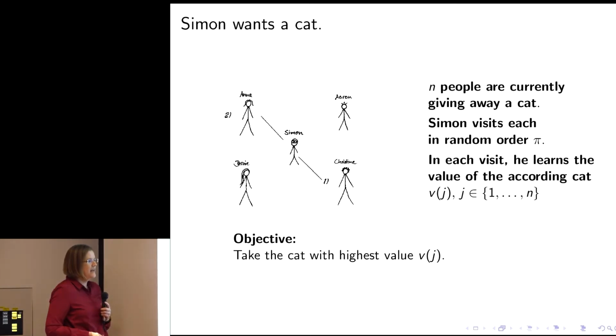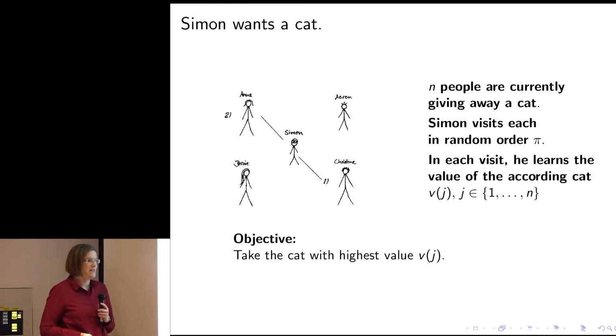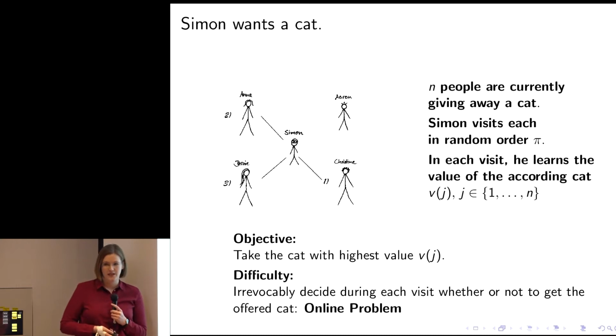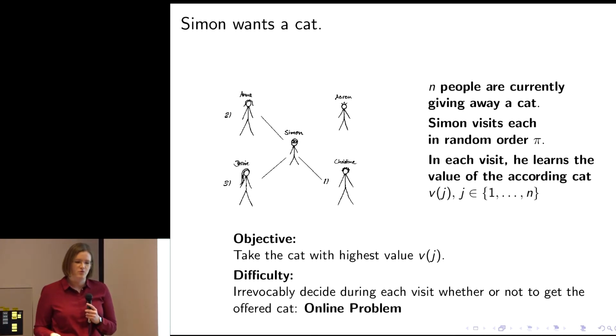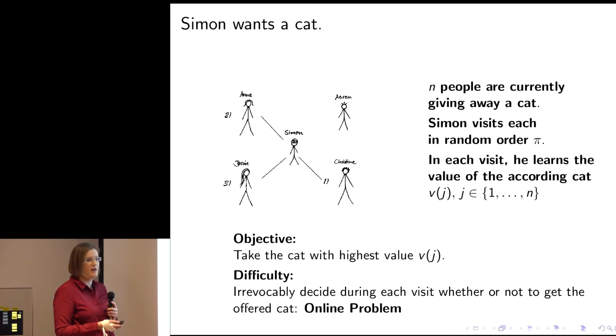The objective for him, of course, is to get the best one, so he wants to maximize the value of the one he takes. He's also going to be deciding whether or not to take the cat with him, and he cannot expect people to just keep the cat and wait for him, and maybe he will come back in 3 months. That is not going to work. They're going to give it away. So he has to decide on the spot, which makes this an online problem.